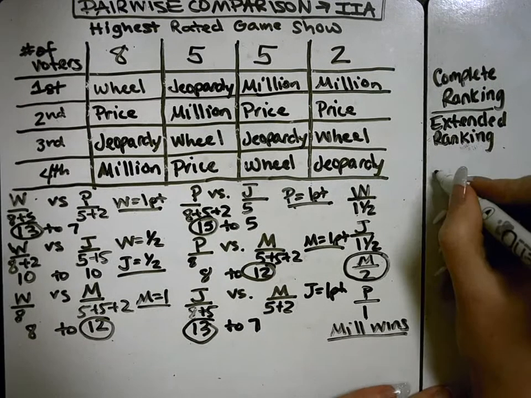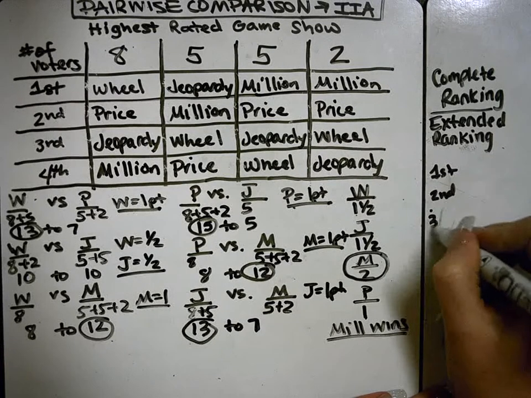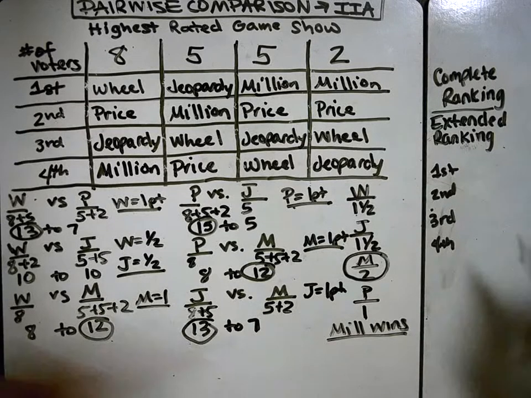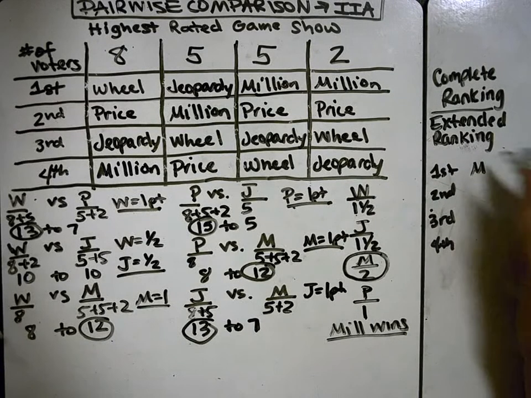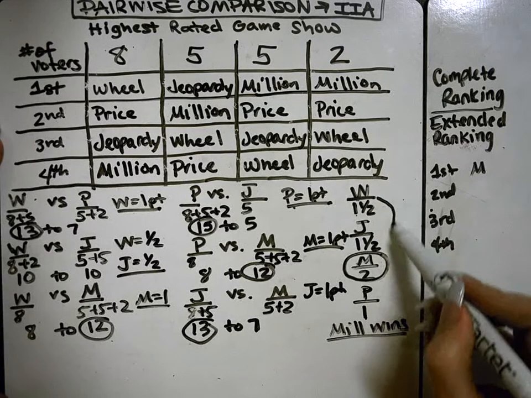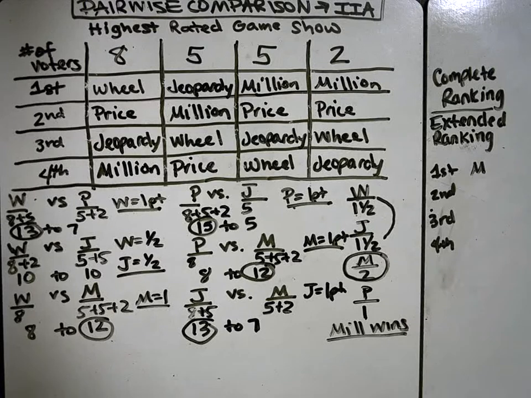And really what that means is who came in first, who came in second, who came in third, and who came in fourth. So it's obvious in this example, Millionaire came in first. Who came in second? Well, it looks here we have a tie. Wheel has 1.5 points, and Jeopardy has 1.5 points.